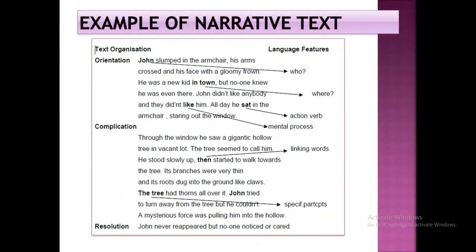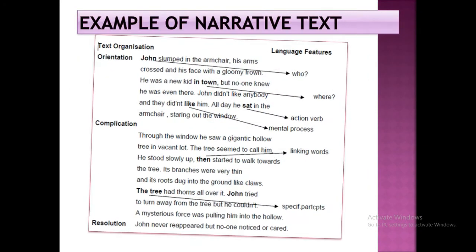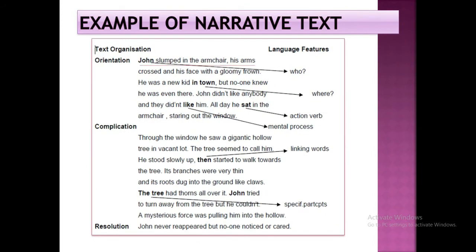After you understand about social function, generic structure, and language features of narrative text, now I will show you an example of narrative text. Orientation. John slumped in the armchair, his arms crossed and his face with a gloomy frown. He was a new kid in town, but no one knew he was even there. John didn't like anybody, and they didn't like him. All day, he sat in the armchair, staring out the window.